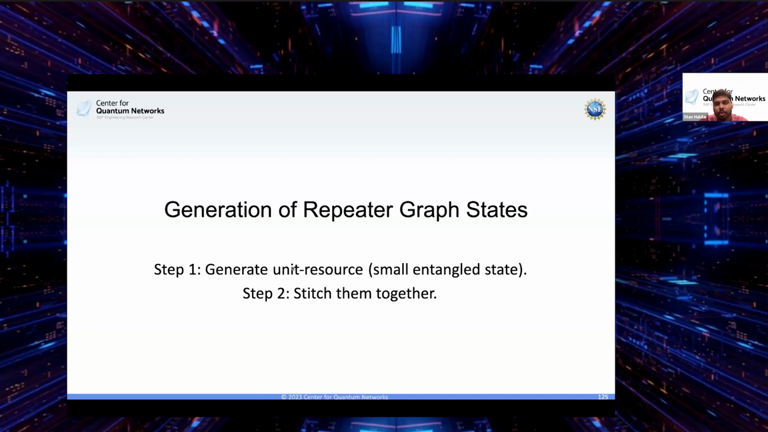Okay, so two main steps. You generate some small unit resource. This can be some small entangled state. This can be a three-party GHZ state, a Bell state simply, and so on, right? Or a GKP state like in the continuous variable encoding schemes. You generate some unit resource, and then you stitch them together to generate this graph state, right? So that's the philosophy.